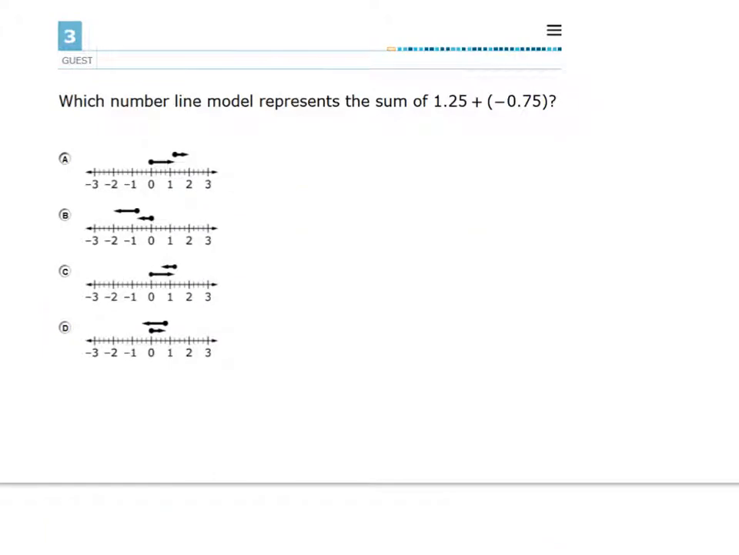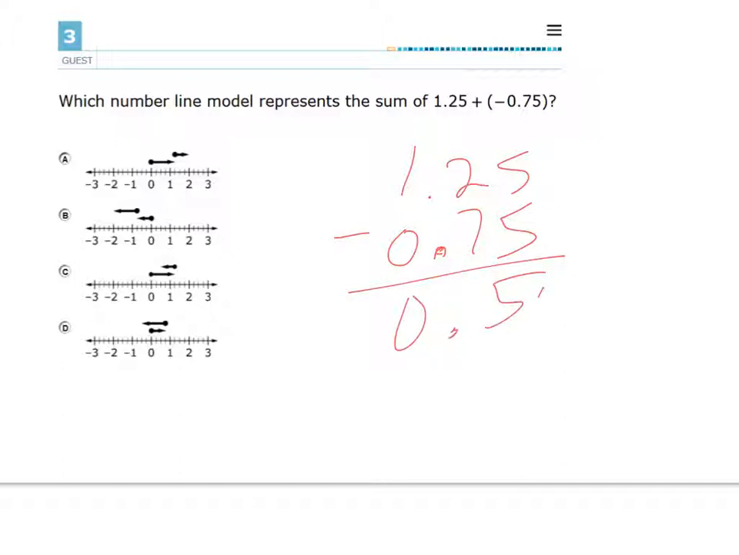For question number 3, which number line model represents the sum of 1.25 plus a negative 0.75? Make sure you start from the origin, and then you are either going to move left or right. Well, in order to solve this problem, we know that 1.25 would be subtracted by the 0.75, and that leaves us with 0.50.